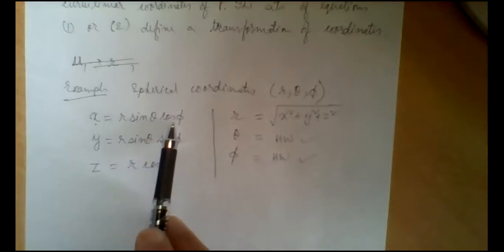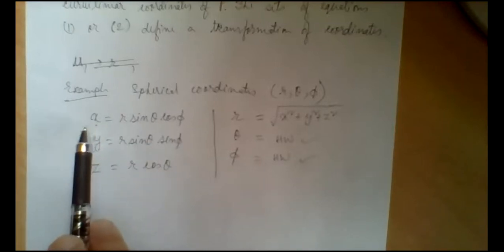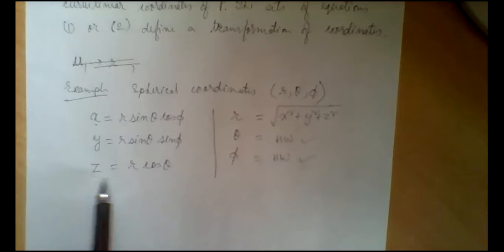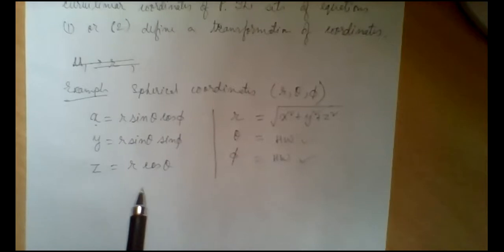Cartesian coordinates and spherical polar coordinates, the combined transform is given by these two sets of equations, and these sets of equations are called the transformation equations, the transformation of coordinates.